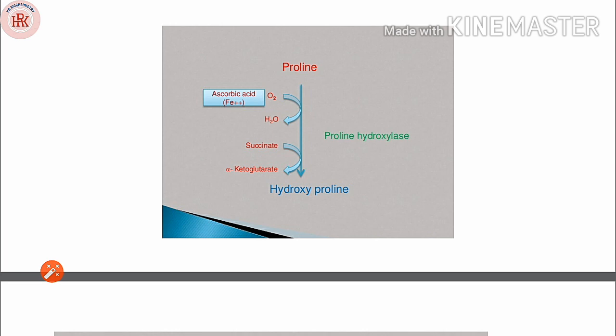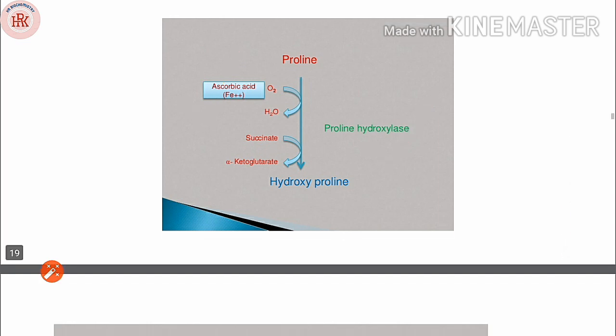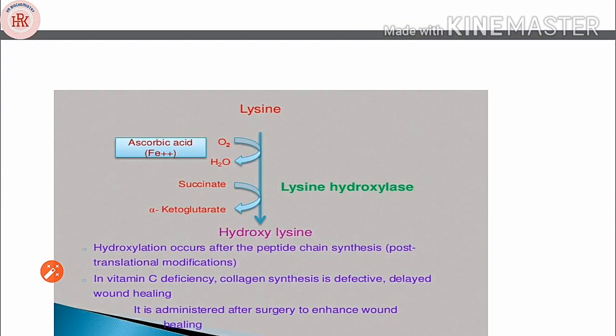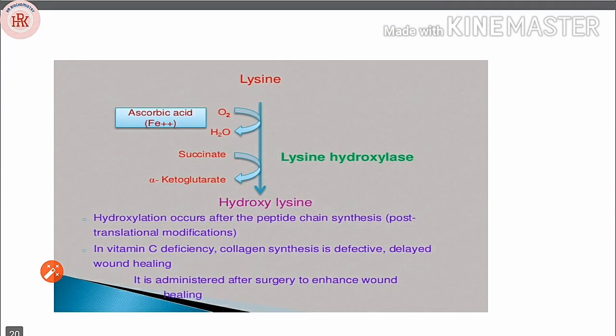First, proline is converted into hydroxyproline with the help of the proline hydroxylase enzyme. It requires vitamin C, Fe+2, oxygen, and succinate. Now coming to the second part, lysine is converted into hydroxylysine. This also requires the lysine hydroxylase enzyme, which requires vitamin C, ferrous iron, and oxygen.